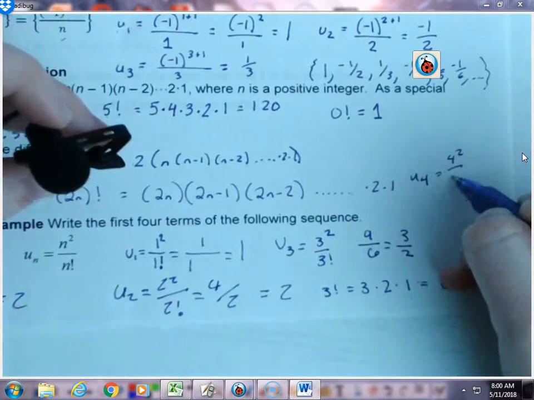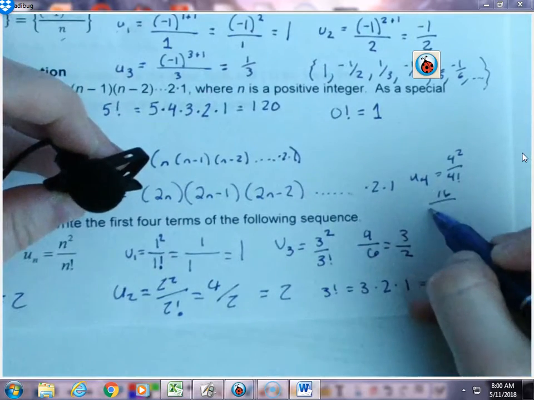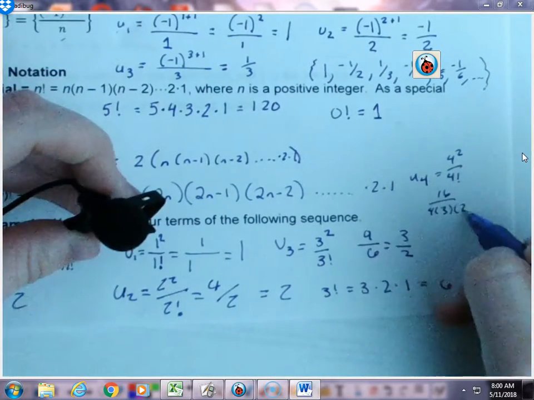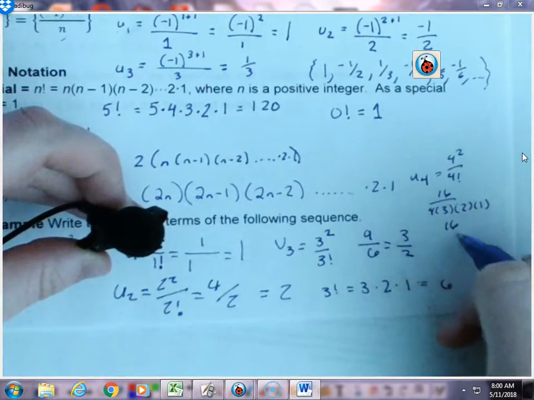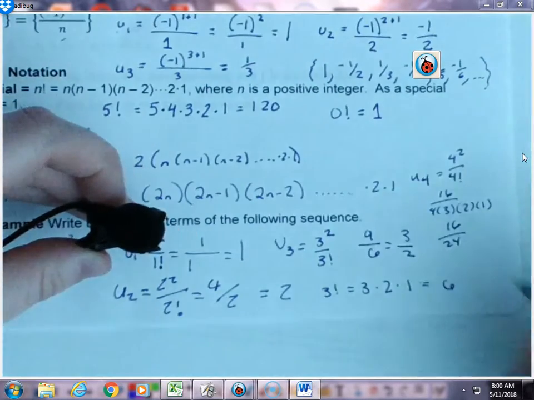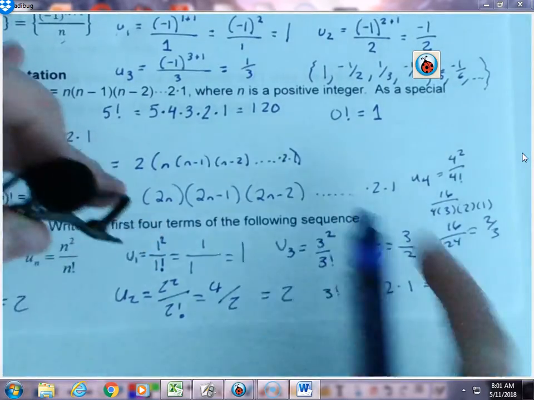So 4 squared over 4 factorial, that's 16 over 4 times 3 times 2 times 1. So that is 16 over 24, if I can do math correctly. And we can simplify that, it's 2 over 3, and there's the answer. Yay!